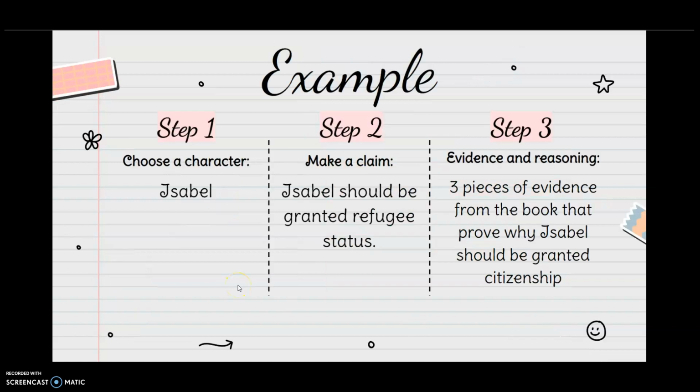Okay, so we're going to go ahead and walk through an example here. I'm going to use Isabel because she's not one of your options. You're only allowed to choose Joseph or Mahmoud. So for step 1, I would write Isabel in that box.